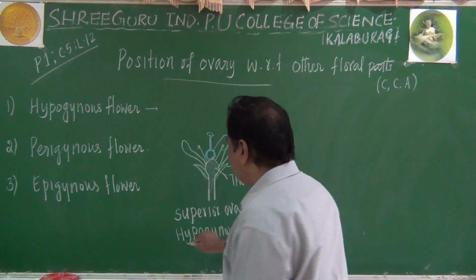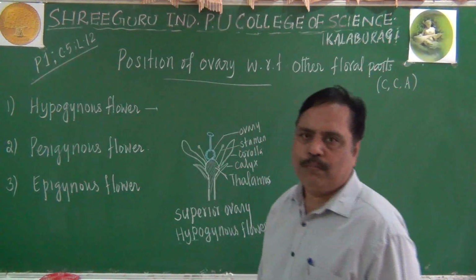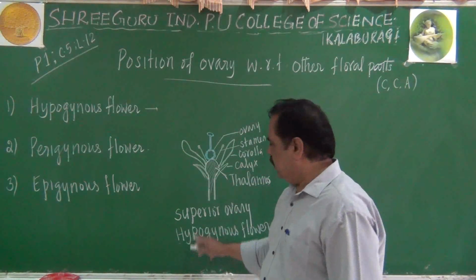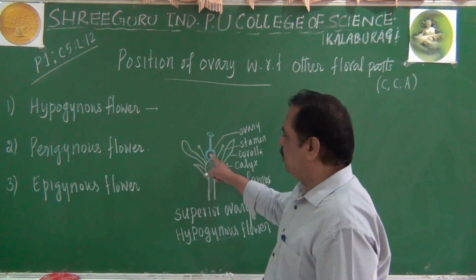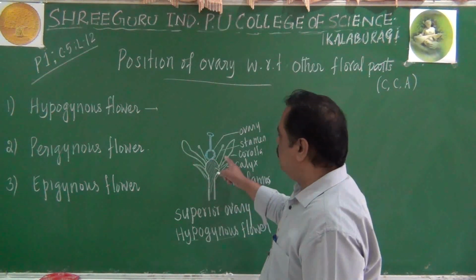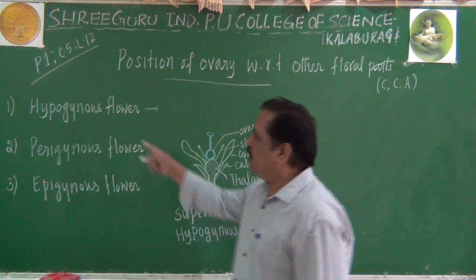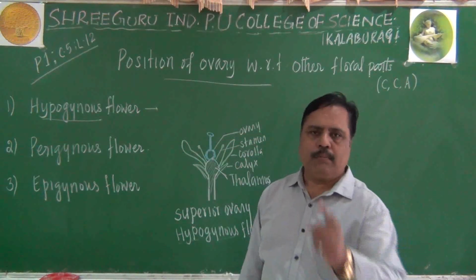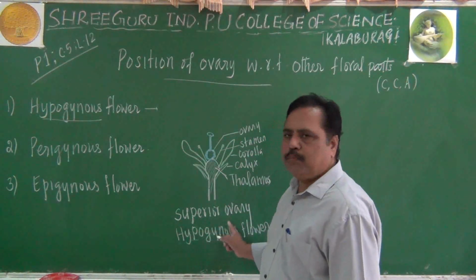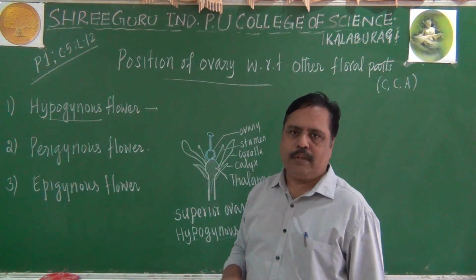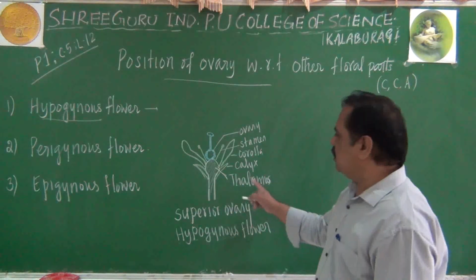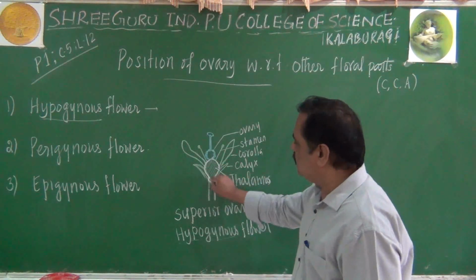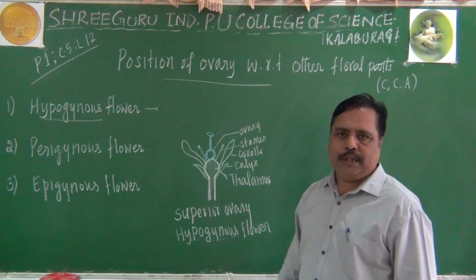Hypogynous flower. Please listen to the word. Hypo means below. Hyper means above. Hypo means below. Gynous means gynoecium. Below the gynoecium, other floral parts are arranged. That is called hypogynous flower. So dear students, remember hypogynous flower has got which type of ovary? Superior ovary. What will be the shape of the thalamus? Dome-shaped thalamus. This is the dome-shaped thalamus which has got a superior ovary.